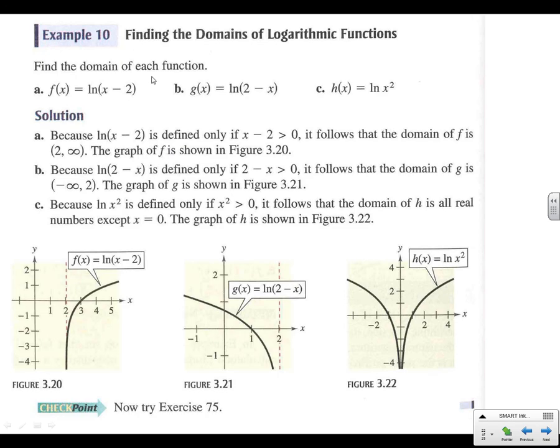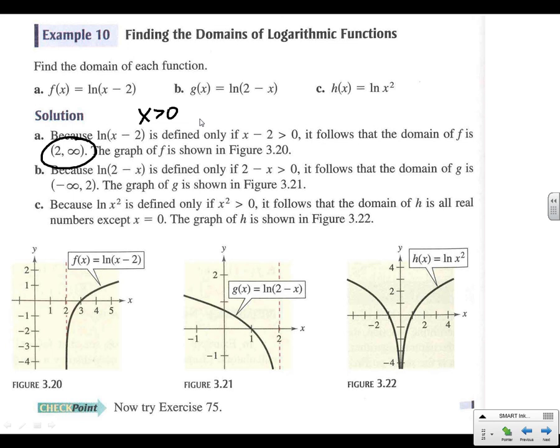All right. Last one here, let's find the domains. Natural log of x minus 2. All right, the domain should be x is greater than 0. We're shifted to the right by 2. So now the domain is x is greater than 2, from 2 to infinity.